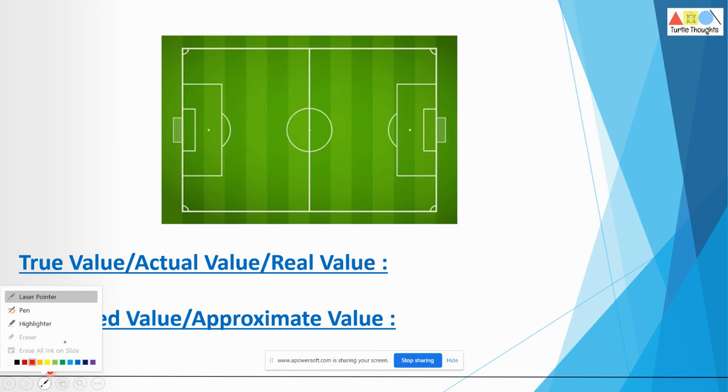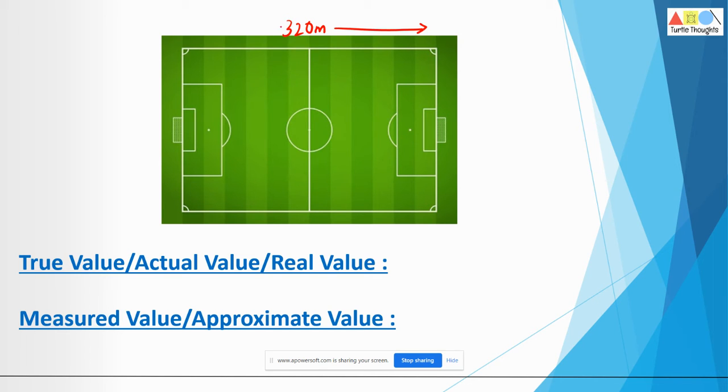Now, to tell you about the actual value and the measured value, let me take an example. Let us consider that there is a football field and we ask the contractor who has built the football field what the length of the field is. He tells us that it is 320 meters. Let us assume he tells us the length of the football field is 320 meters.